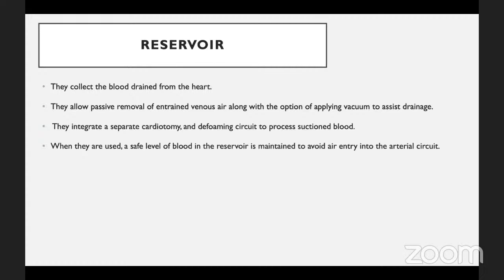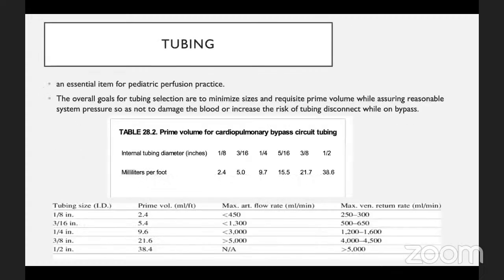Okay, so reservoir, you know what it is. It's got all the filters and all that. The tubings, as we saw, are made of polyvinyl. That's true. The connectors are made of polycarbonate.